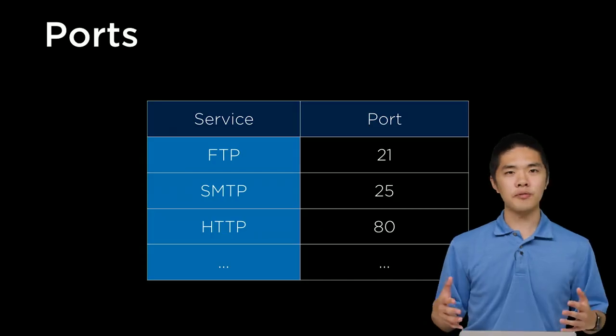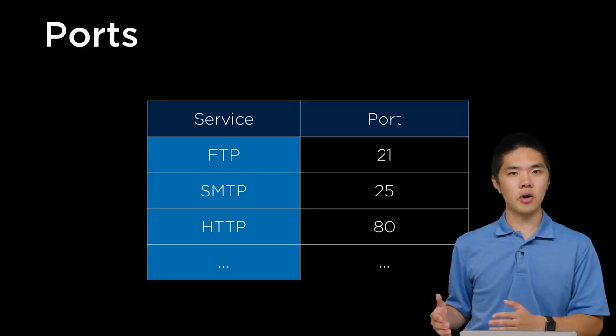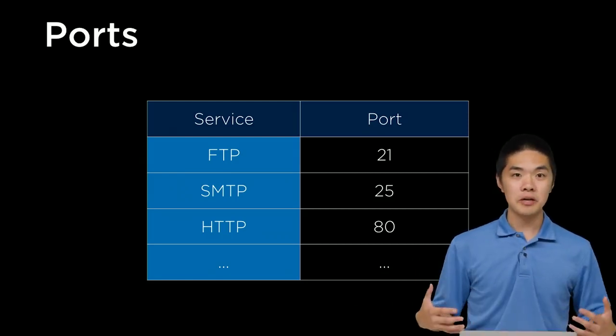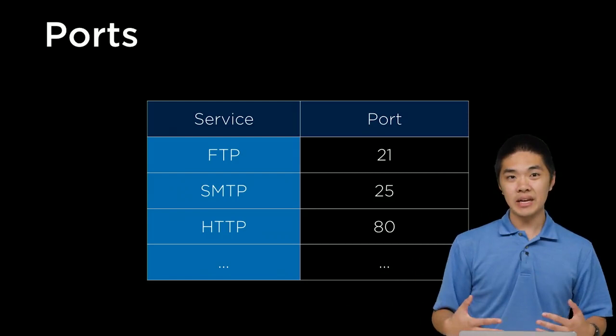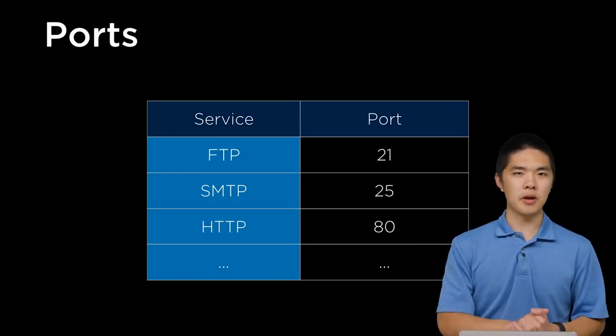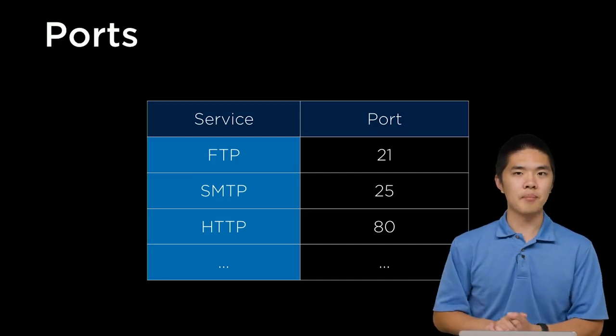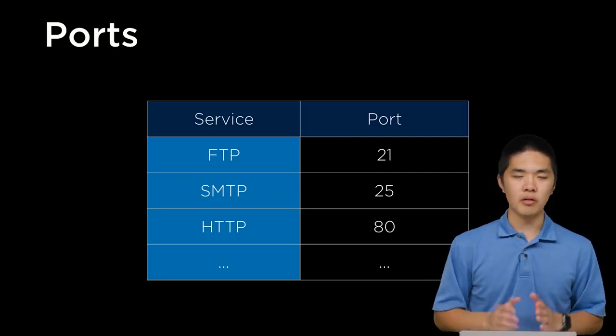So in order to solve that problem, we assign each of the different services of information, things like email or web pages or file transfers, a number. And that number is called a port number. And so some common port numbers are 21 for FTP, a file transfer protocol that allows you to transfer files over the internet, 25 for SMTP, commonly used for email, and 80 for HTTP, which you might be familiar with, which is for sending messages over the internet in the form of web pages, for example. And there are many other ports that are used as well.